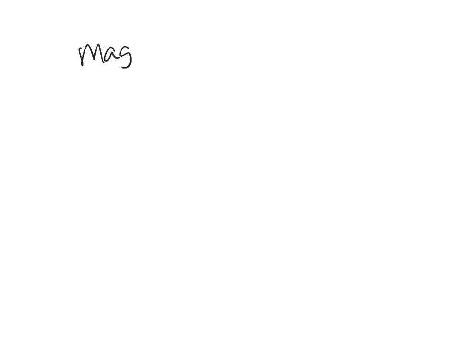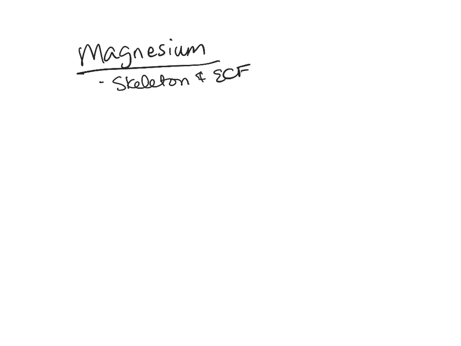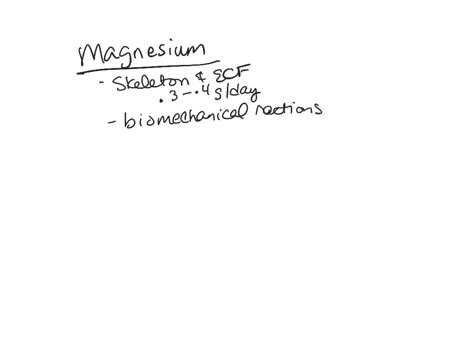Next, we're going to talk about magnesium. Magnesium is found in the skeleton and the extracellular fluid. You have to take in about 0.3 to 0.4 grams per day, and a lot of people are deficient in magnesium. It's needed for more than 300 biochemical reactions in the body, and so it just has many, many different functions.